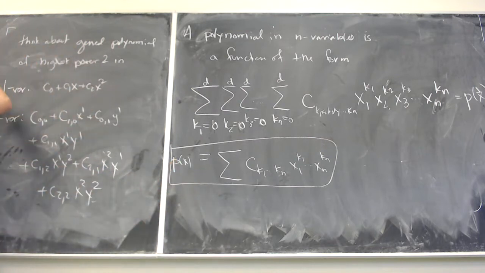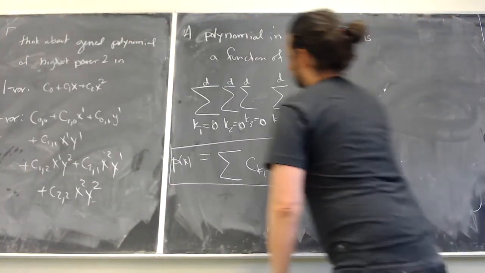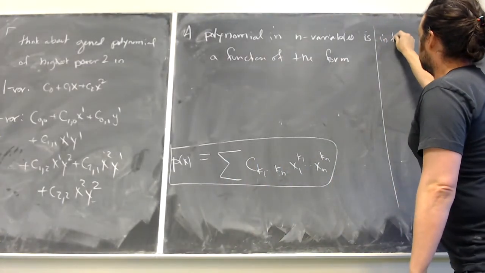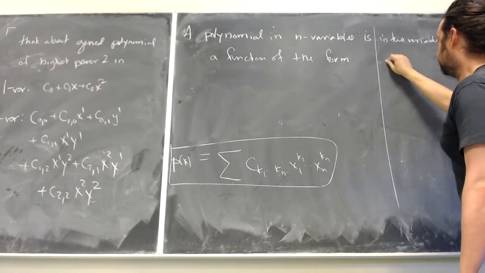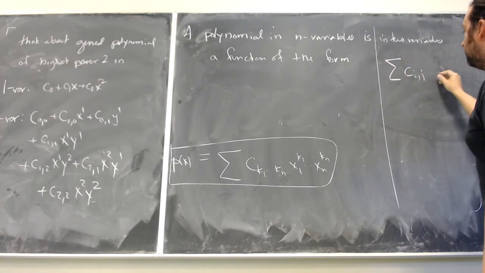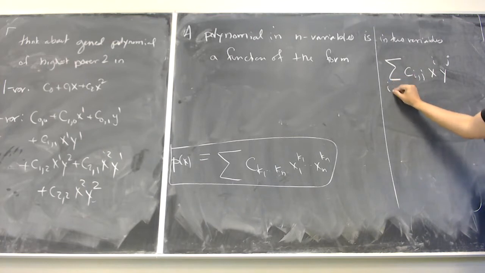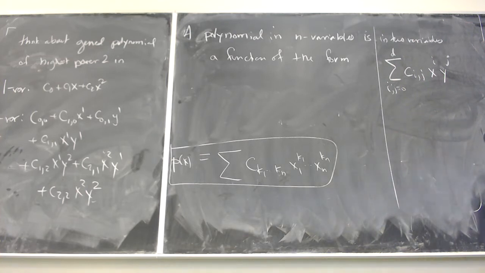If you want the cut down version of this formula that works for 2 variable functions, you just write this. So in 2 variables, you just write the sum of c_ij x to the i, y to the j. That'll work. i and j run from 0. Does that make sense? I mean, the notation is worse than the idea.